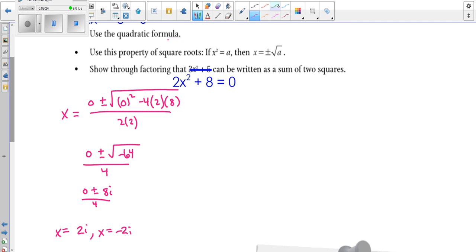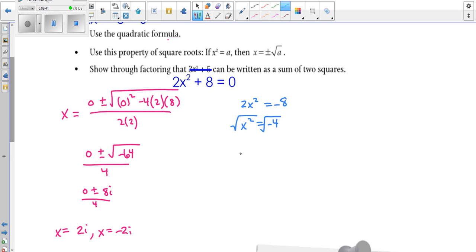If we check the answer using the property of square roots, remember, isolate your x squared. So the first thing you're going to do is subtract 8 from both sides. So we're going to get 2x squared equals negative 8. Divide both sides by 2. You get x squared equals negative 4.